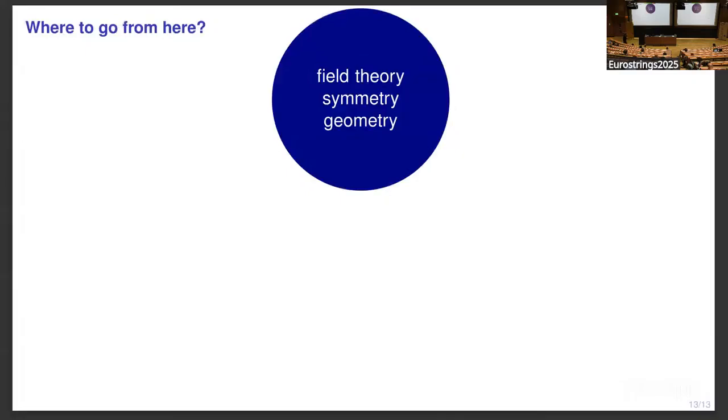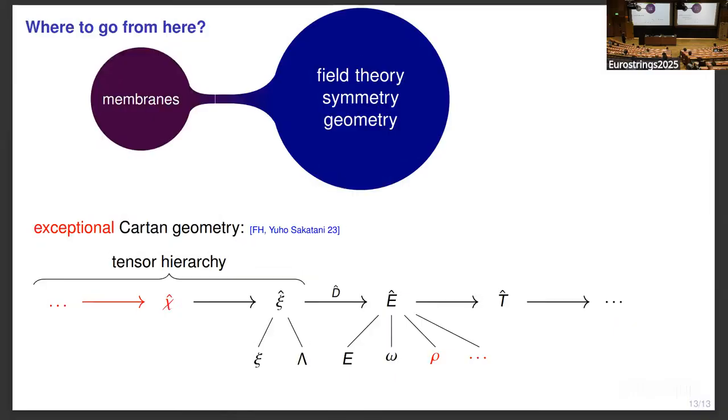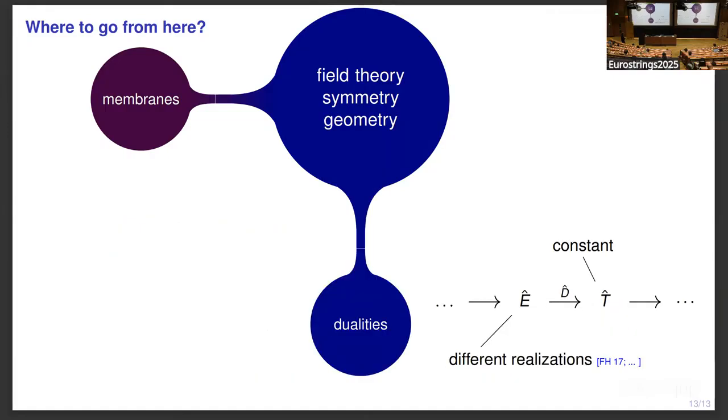Okay, so let me finish. What I want to quickly recap: I told you a little bit about field theories, symmetries, and geometry. What I did not tell you, because I did not have time, is that what I was doing now was only string-based, but the whole lot of technology we are using can actually also be done for membranes. We now have a generalized Cartan geometry for membranes, where the full tensor hierarchy of the membranes arises and we get more and more corrections.